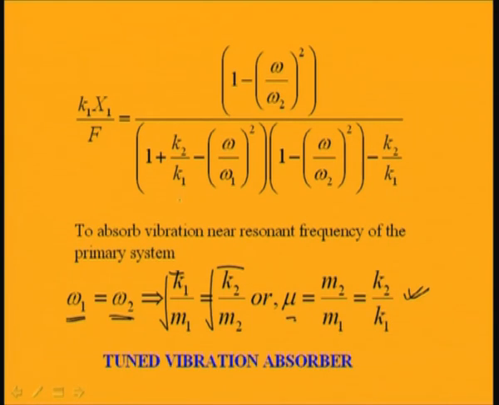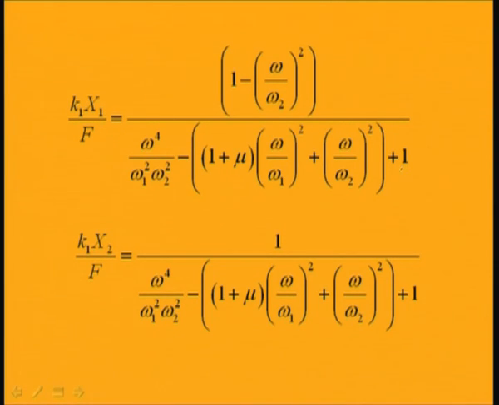So, this becomes 1 plus mu minus omega by omega 1 square into 1 minus omega by omega 2 square minus mu, since k2 by k1 is written in terms of mu. You can write this expression in this form, and k2 x2 by f can also be written as 1 by omega 4th by omega 1 square omega 2 square minus 1 plus mu omega by omega 1 square plus omega by omega 2 square plus 1. So, this magnification factor, k1 x1 by f, is written in terms of the natural frequency of the primary system, omega 1, the natural frequency of the secondary system, omega 2, and the mass ratio mu.